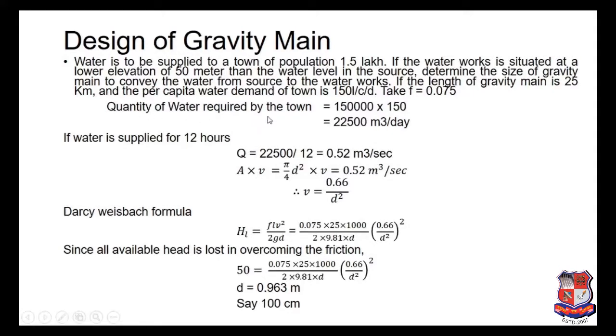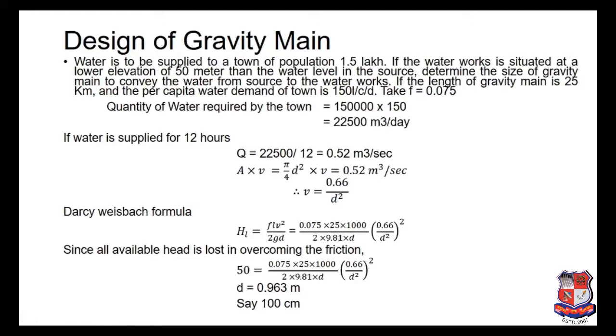So total quantity of water required by the town is total population 1.5 lakh multiplied by 150 liters per capita per day. So this will be equal to 22,500 meter cube per day, right? And if we consider that water is supplied for 12 hours, then Q for 12 hours will be 22,500 divided by 12, so that will be equal to 0.52 meter cube per second, right?